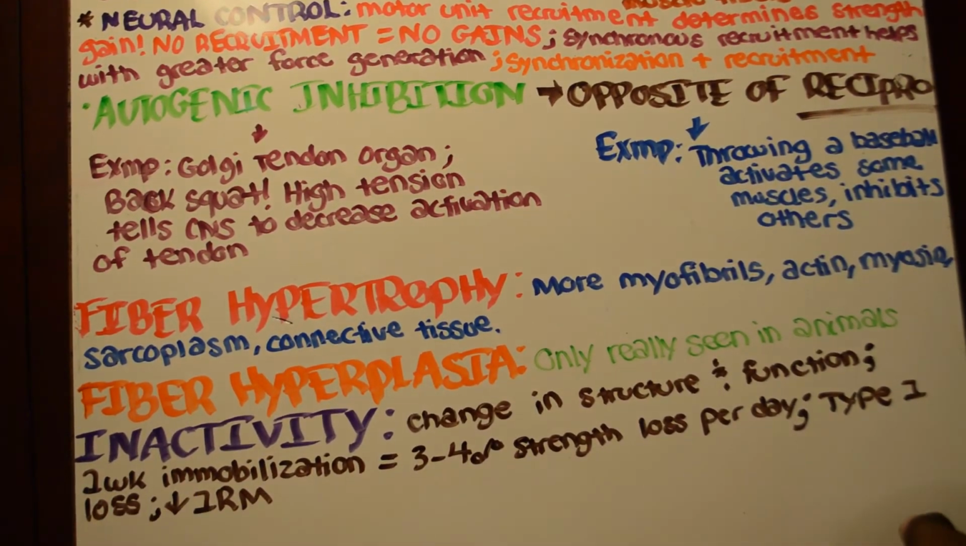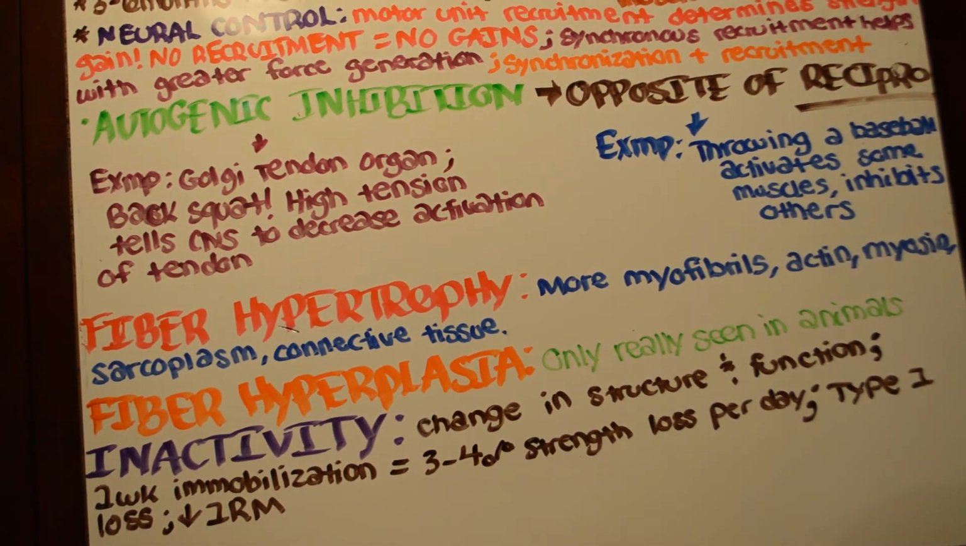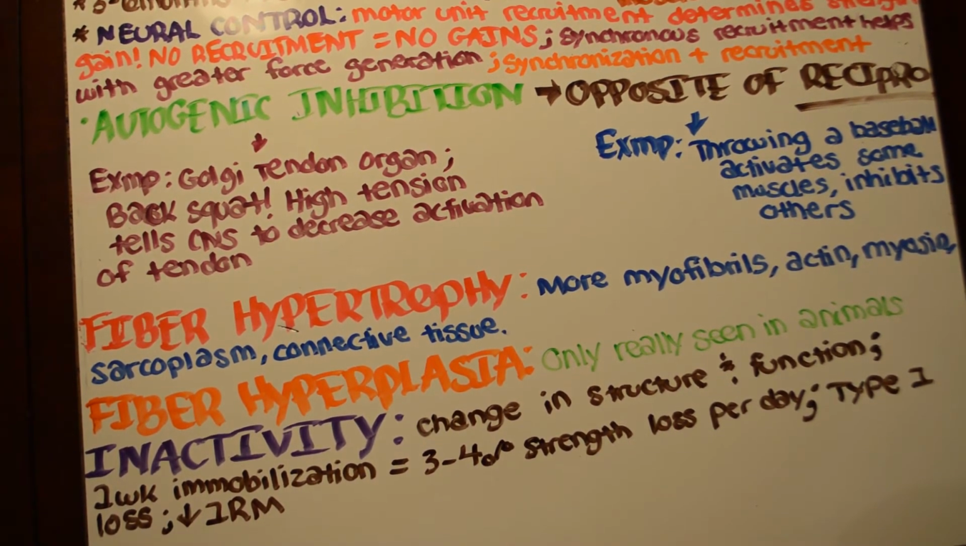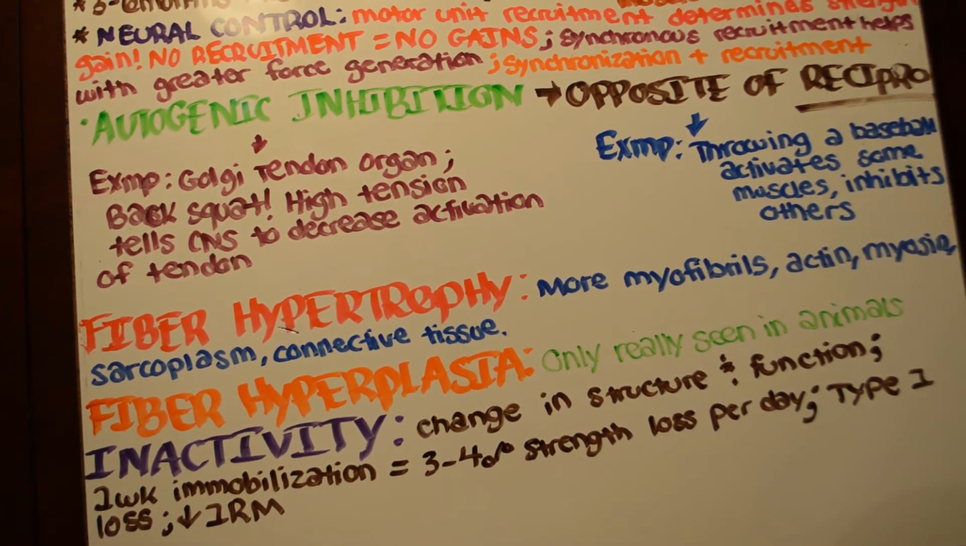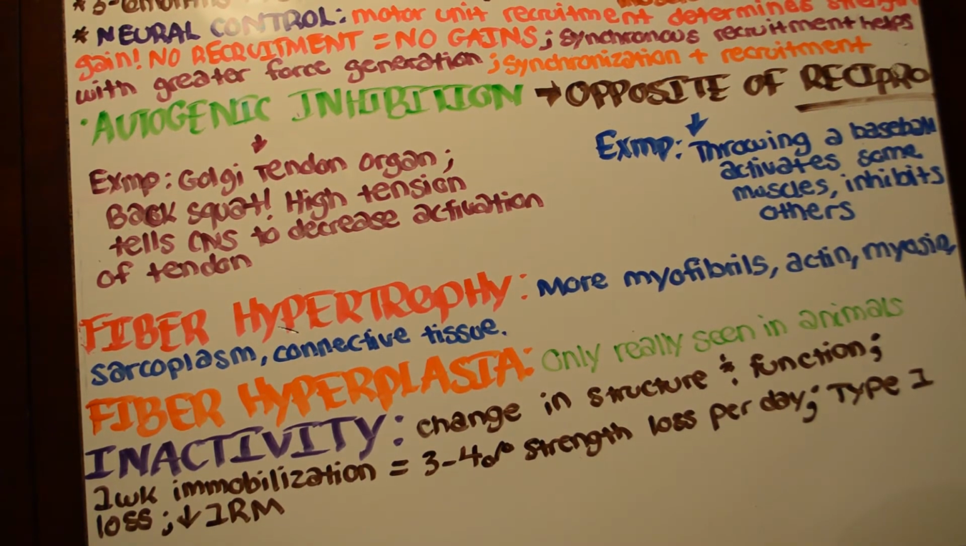Moving on to fiber hyperplasia, however, fiber hyperplasia is the concept that new muscle fibers can grow. Now, this differs from hypertrophy because hypertrophy just means an increase in the muscle fibers that you already have. From birth, you are already equipped with all the muscle fibers that you'll need. The concept of hyperplasia is that you can somehow develop new muscle fibers.